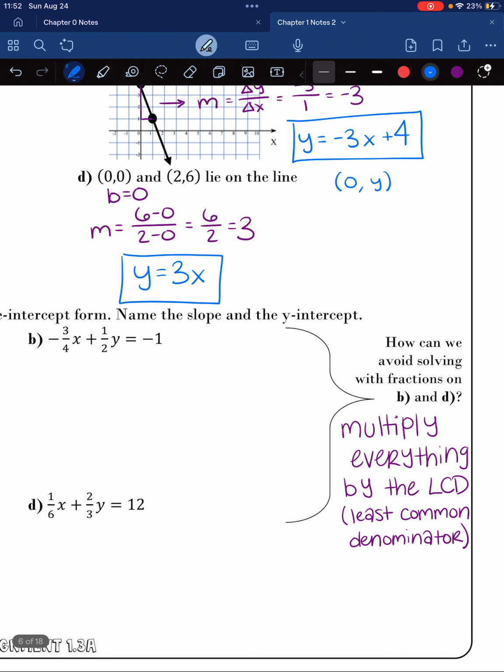Okay, and what was different about B and D? Well, B and D both have fractions, and I don't really like to deal with fractions. So what is an option that I have? Okay, and a nice trick. You don't have to do this if you don't mind fractions. You can just do what you normally would. Add 3/4 x to both sides, divide by 1/2. But we can avoid using fractions by multiplying everything by the least common denominator.